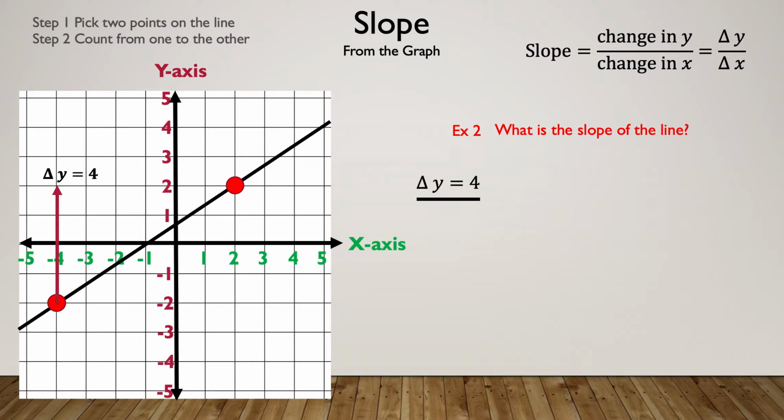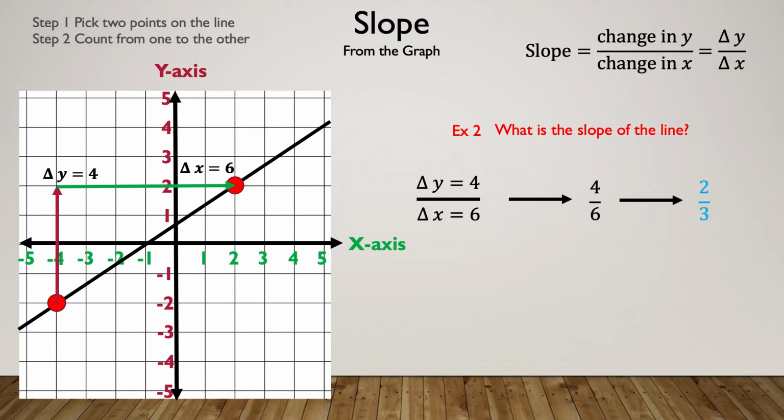So this time we go up 4 spaces, so our number is positive. Now we're going to go to the right 6 spaces, so our number is positive 6. And now we have that delta y is 4 and delta x is equal to 6. So we can go ahead and write down just the numbers 4 over 6. And since 4 and 6 are both even, we can go ahead and divide each number by 2, and we get 2 over 3.